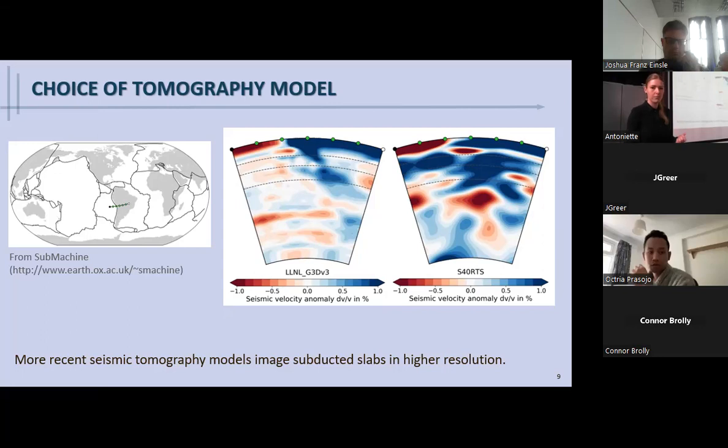So this shows a slice through 2 different seismic tomography models at the location shown here. It's through the Andes subduction zone where the Nazca plate is subducted. And the colors here show the seismic velocities, where blue is fast and red is slow. So red would be high temperatures, blue would be cold temperatures. And on the right is the S40RTS model, which is what many other of these geodynamic models have used to predict their density structure. And on the left is a more recent model, the LLNL model.